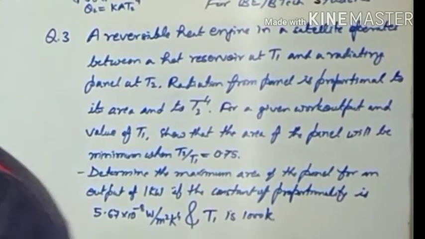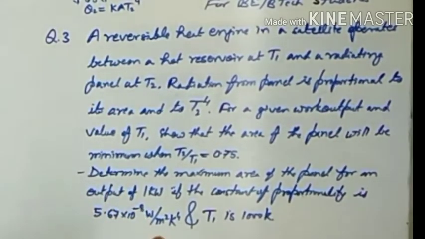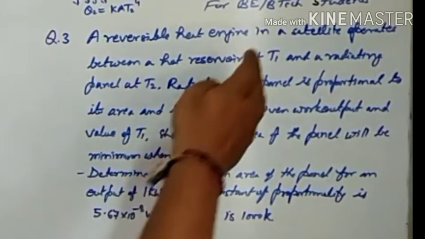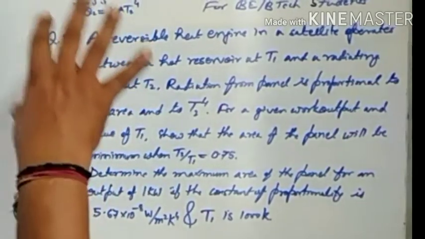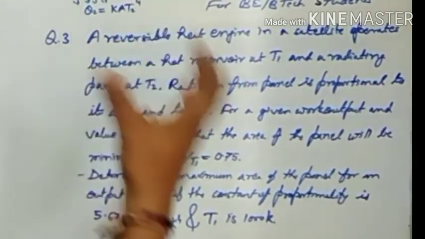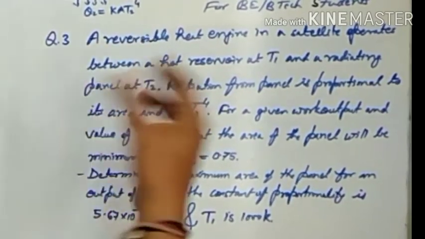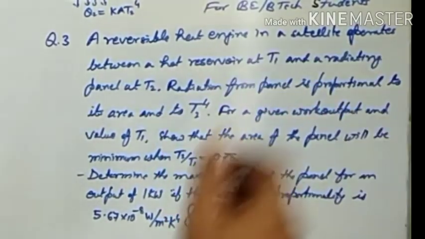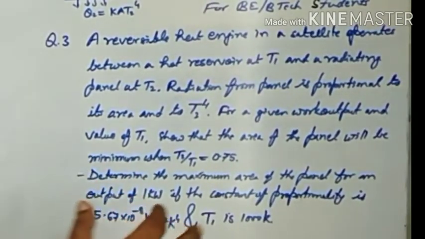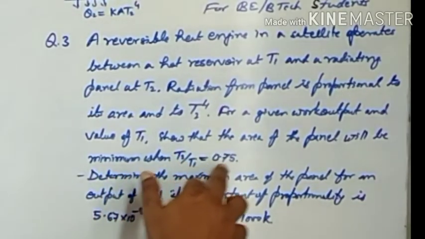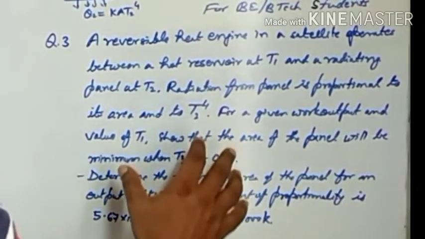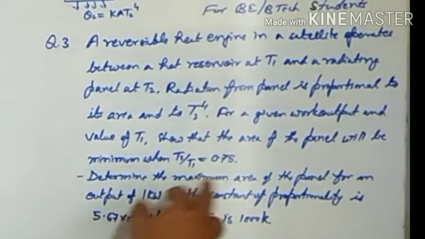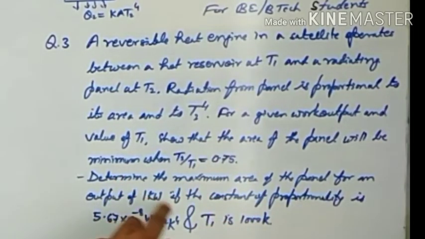So in this particular question, it is given that in a satellite a heat engine is operating between a temperature T1 and T2, and the amount of heat rejected by this heat engine is transferred to a panel, and this panel is ultimately radiating the heat into the atmosphere. And we have to prove that T2 upon T1 is equal to 0.75 when the area is minimum. And then finally we have to find out the maximum area of the panel for 1 kilowatt of output from the engine.